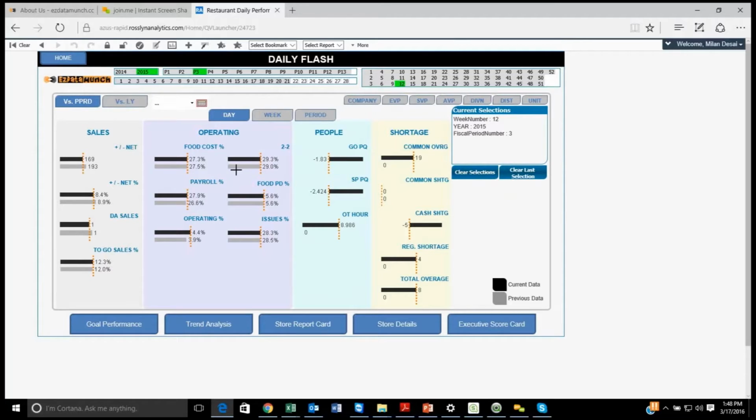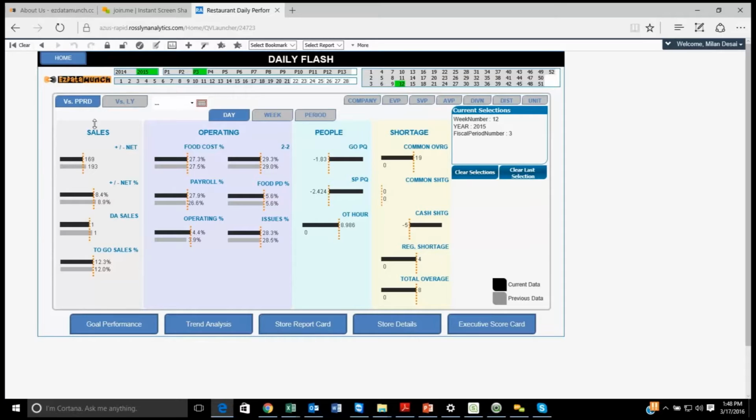Sure. And you're looking at operating costs related to food cost and your payroll cost. Food cost is a percentage of your net sales, operating cost, number of issues you may have. We're looking at people-related KPIs, so how many people you have on the sales side, how many servers you have, how many people in the kitchen, how much overtime you're accumulating. We're looking at shortages, so if you have inventory or food shortages or gas shortages or other overages, or similar cost aspects that you're looking at.